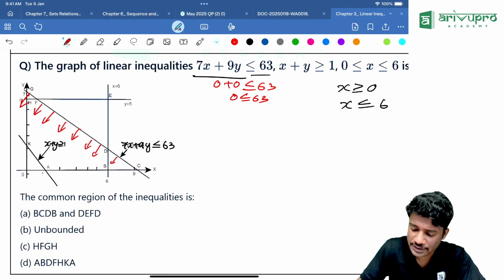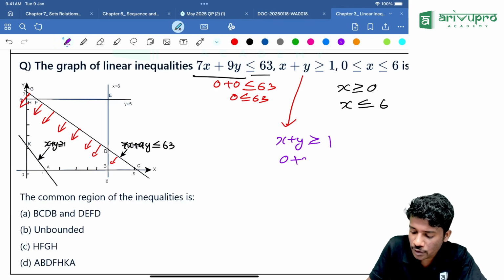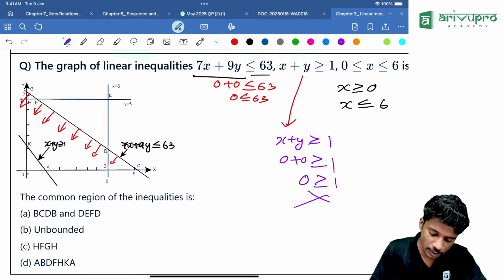Now, what else is given? Second one. x plus y greater than or equal to 1. Put 0. 0 plus 0 greater than or equal to what? Greater than or equal to 1. That means 0 greater than or equal to 1. Is it possible? Not possible. That means it will be away from the origin.